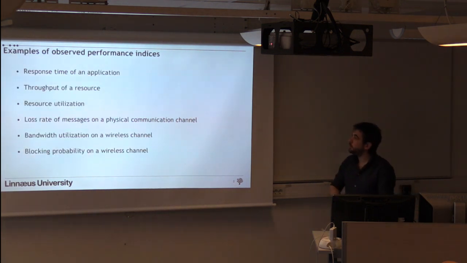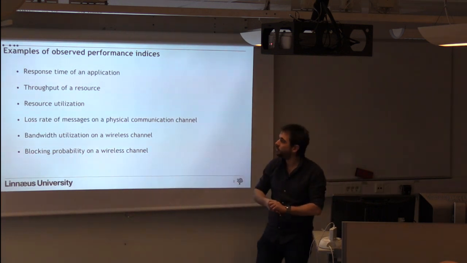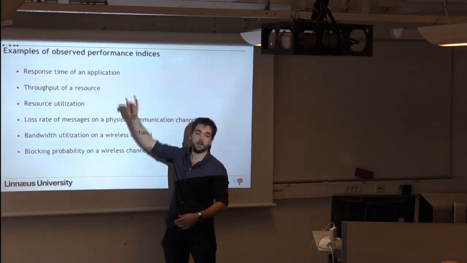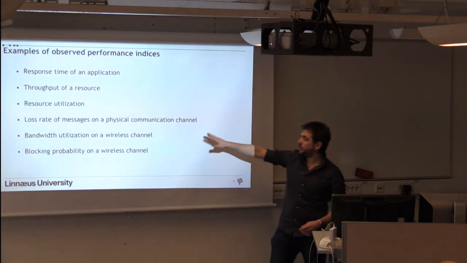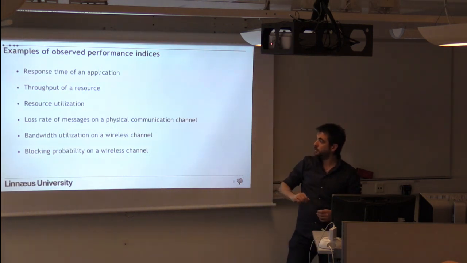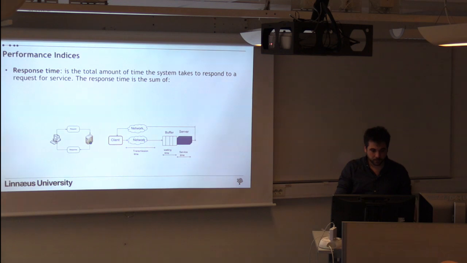Some metrics or indices of performance that we are going to work with: response time of an application, the throughput of a resource, utilization. These are the three most common, and we will explain one by one in the next slides. And then other examples are lost rate of messages on a communication channel, so through the Ethernet, the bandwidth utilization of a wireless channel, or a blocking probability of a channel. So with the three first, response time.